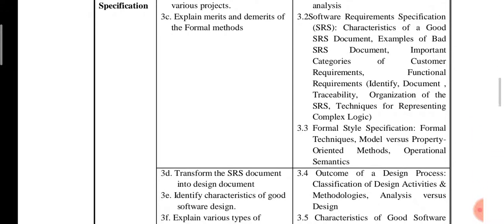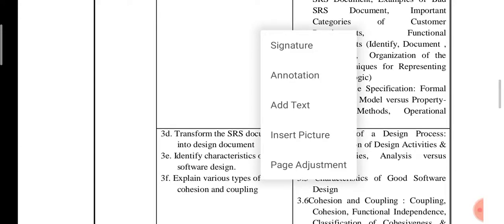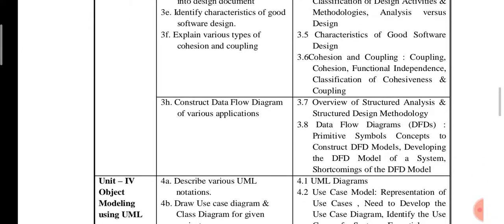And then next, transform the SRS document into a design document, identify characteristics of good software design, and explain various types of cohesion and coupling. So this is the most important topic of our chapter number 3: explain various types of cohesion and coupling. Then next, construct DFD diagrams, which means data flow diagrams, and their various applications. So it considers primitive symbols, concepts, constructs, developing, and shortcomings of the DFD model.